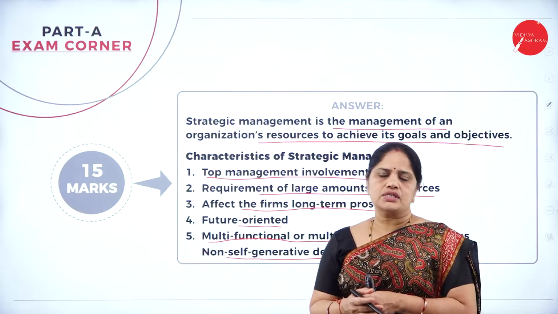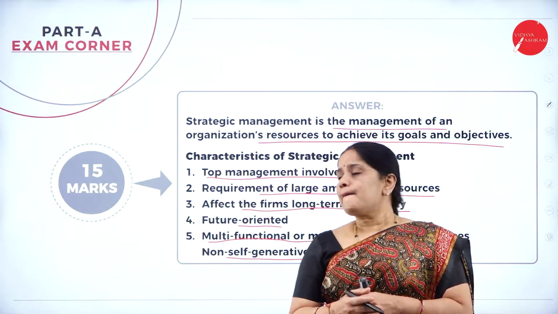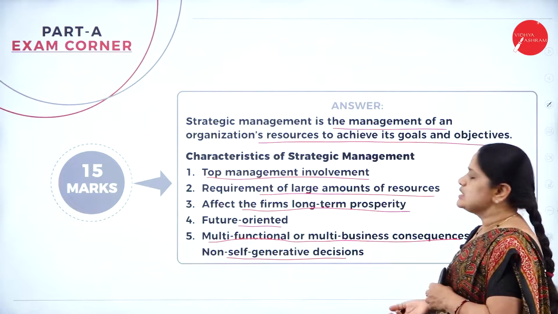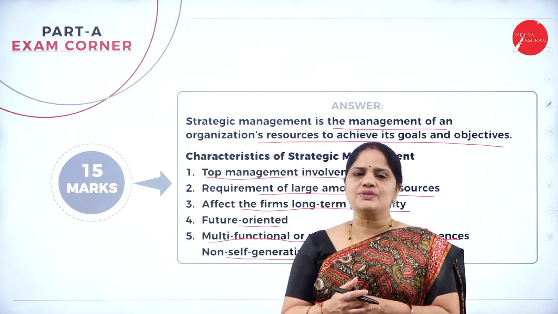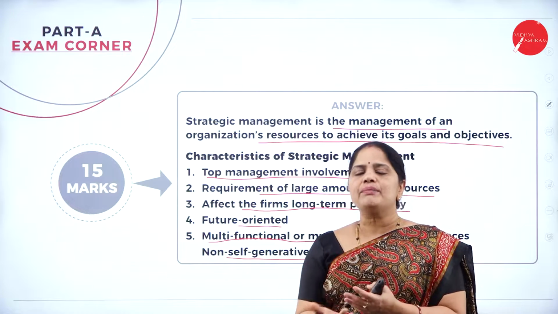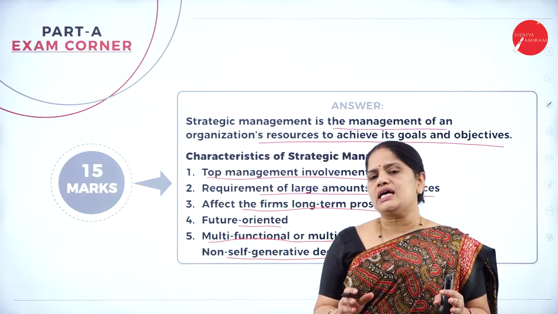Then fifth one is multifunctional or multi-business consequences, non-self-generative decisions. This strategic management is there for multifunctional or multi-business consequences. So whenever we undertake strategic management, it is a multifunctional management. Why do we say multifunctional? Because it will be there for the entire organization.